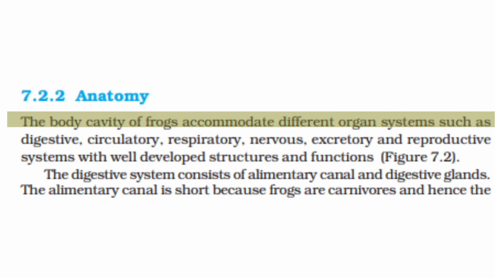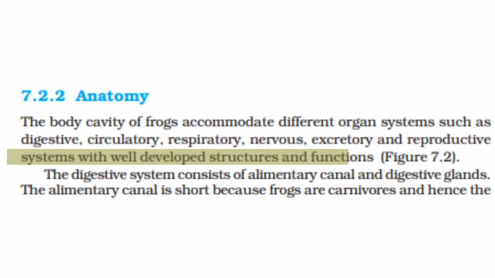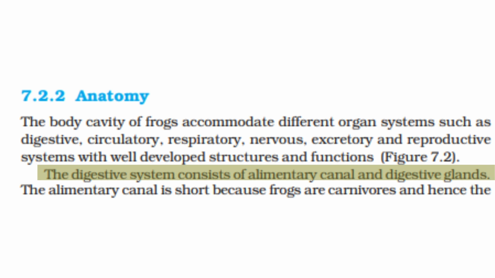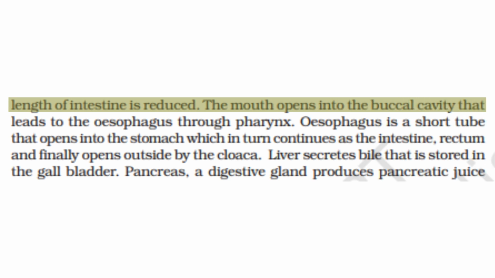Anatomy. The body cavity of frogs accommodates different organ systems such as digestive, circulatory, respiratory, nervous, excretory and reproductive systems with well-developed structures and functions. Figure 7.2. The digestive system consists of the alimentary canal and digestive glands. The alimentary canal is short because frogs are carnivores and hence the length of the intestine is reduced.